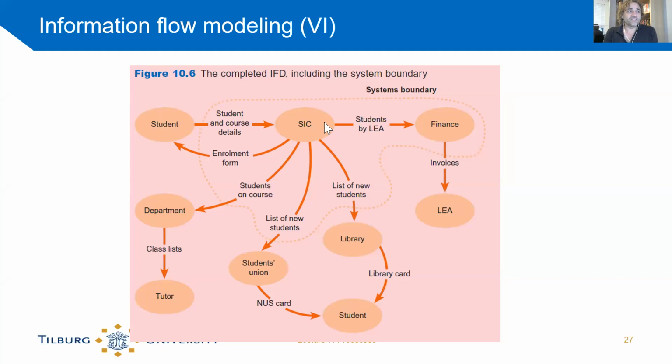Then the student information system can send the list of students to the finance department, and they can bill the students. I don't know what LIA stands for anymore, but they send invoices to the students. Then they send the list of students to the department. The department sends a class list to the teacher. The Student Information Center also sends a list of new students to the student union, so they can issue a student union membership to the students. They also give the list of new students to the library, so the library can issue the library card to the students. So this is a somewhat more extensive information flow diagram.